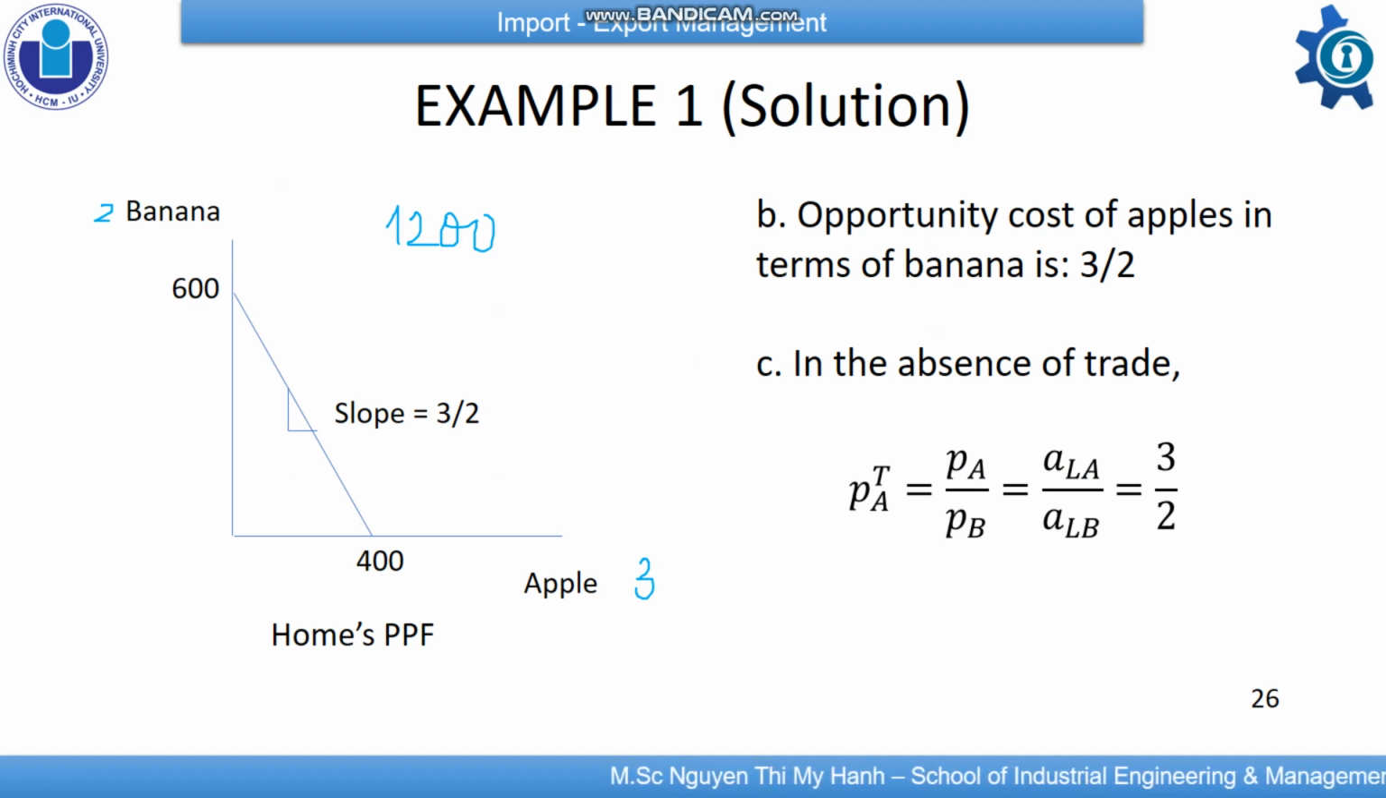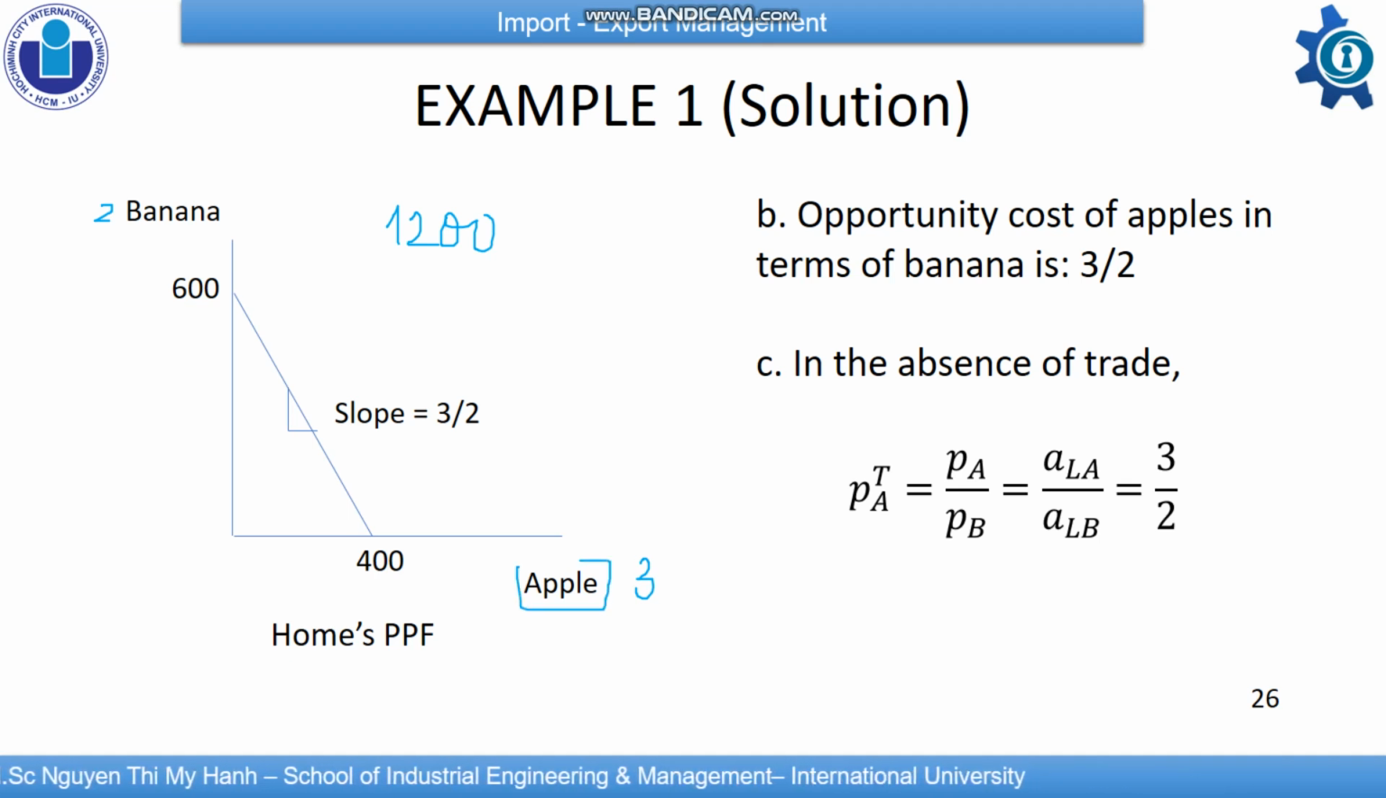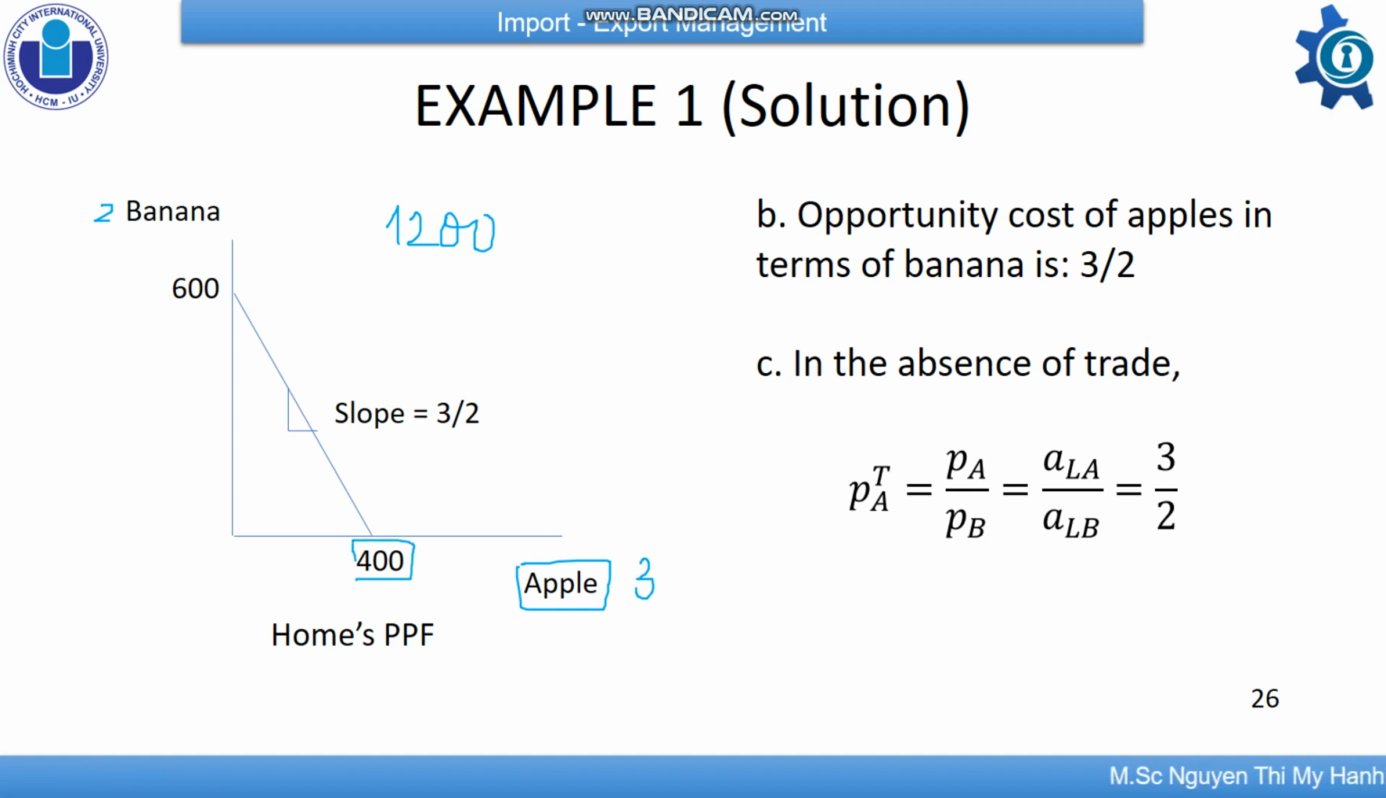So if the home country specializes in apple, the maximum apple they can produce is 1200 divided by 3, so we have 400. And same if the home country specializes in banana, the maximum banana they can produce is 600. So that's why we have the PPF line like this, and the slope is equal to the opportunity cost of apple in terms of banana.